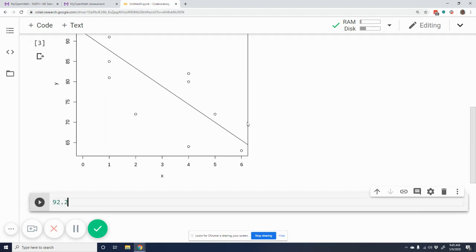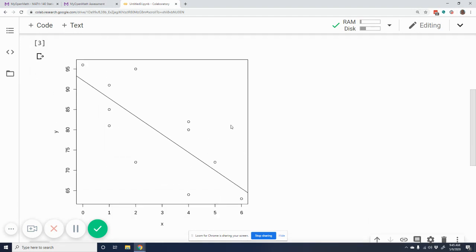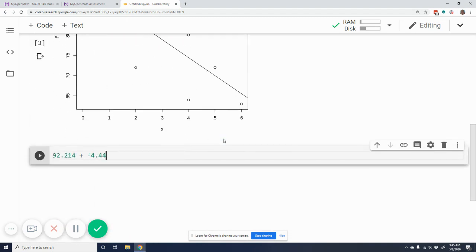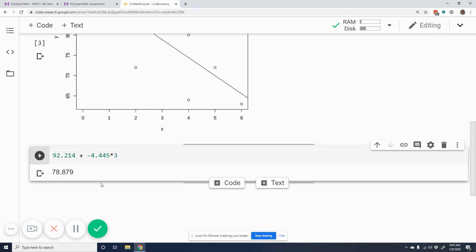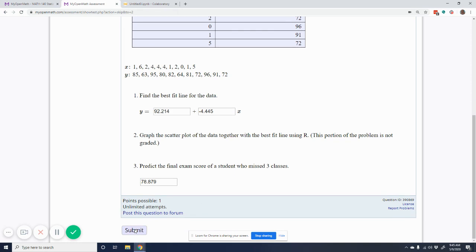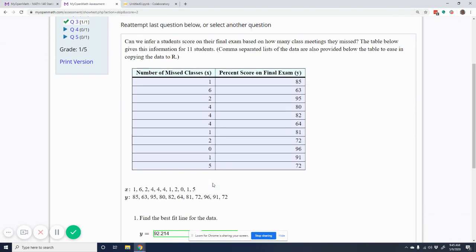92.214 plus negative 4.445 times the X we're interested in. So a student who misses 3 classes, we can expect to get 78.879% on the final exam. Let's submit, and we have it.